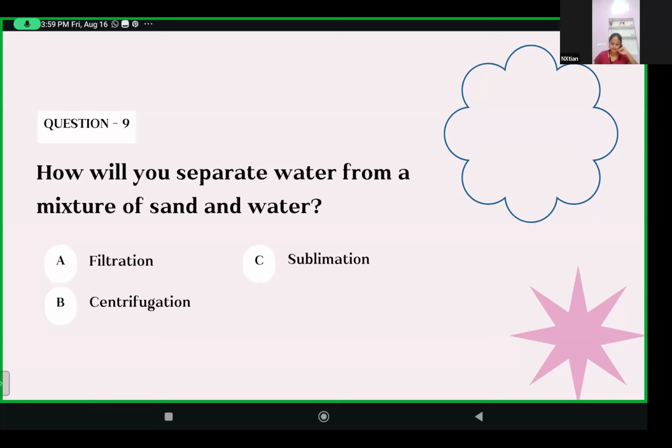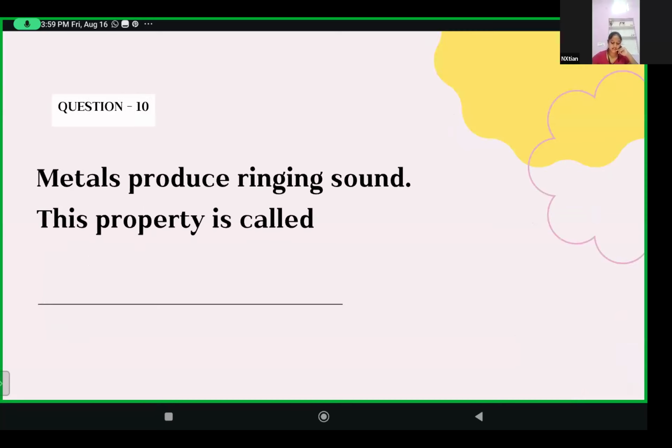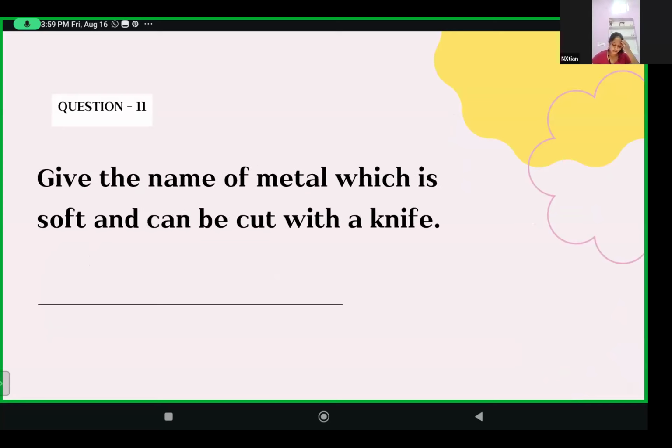All right. Next one. Metals produce ringing sound. This property is called? Sonorous. Okay. Next question. Give the name of a metal which is soft and can be cut with a knife. Sodium, I think.